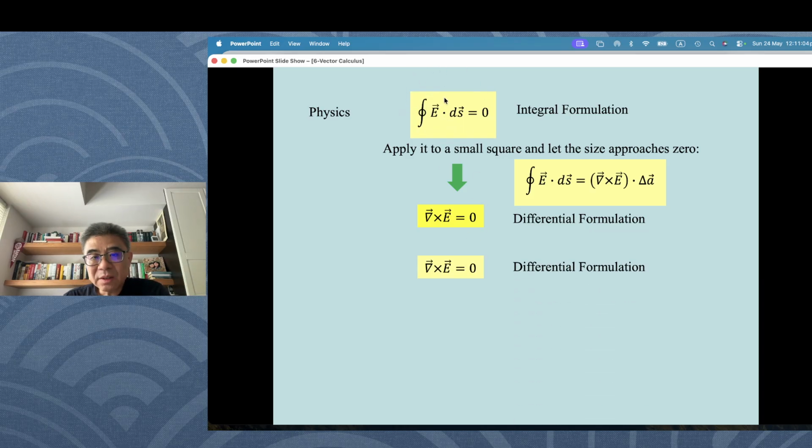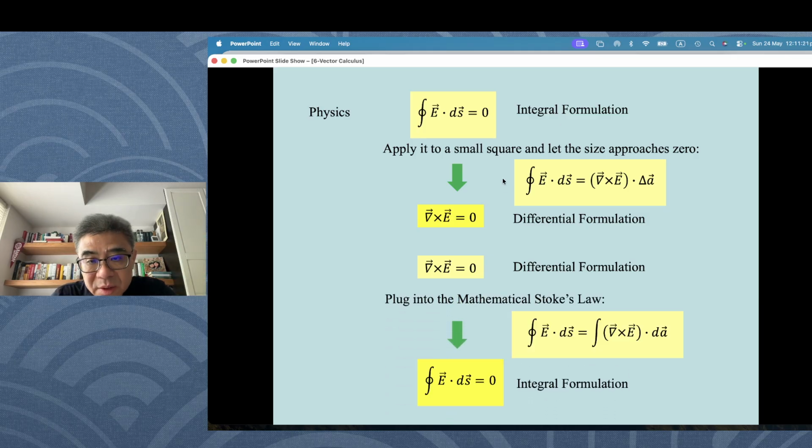Okay, and then how about the reverse side? We did it for Gauss's law. So let's start with the differential formulation, with curl E always equal to 0. Now I plug it into the Stokes theorem. Stokes theorem again: line integral equals curl surface integral. If you plug in curl E always equal to 0, then the right hand side is always equal to 0. That means it gives you the line integral of electric field is always 0. That's the integral formulation.